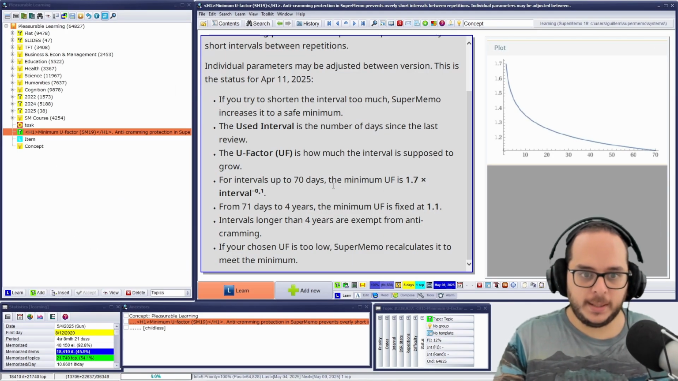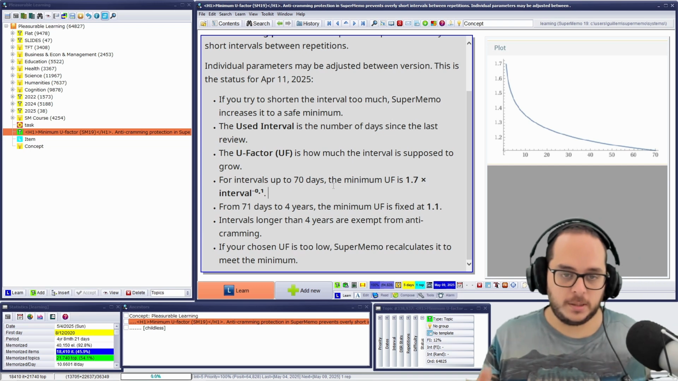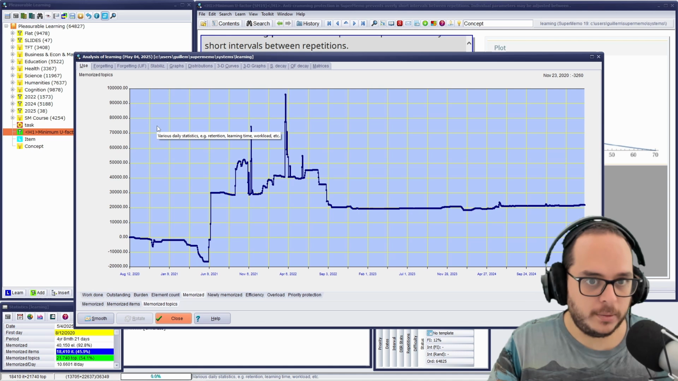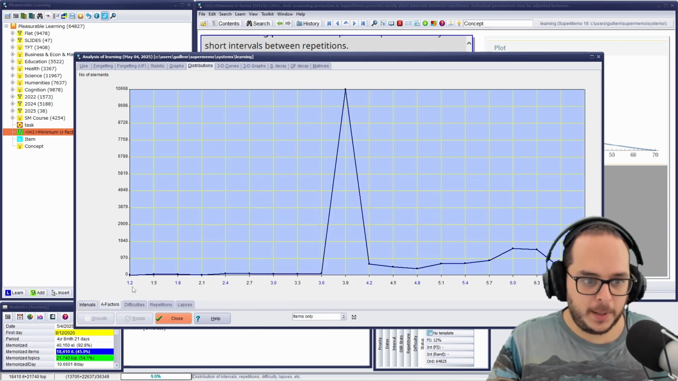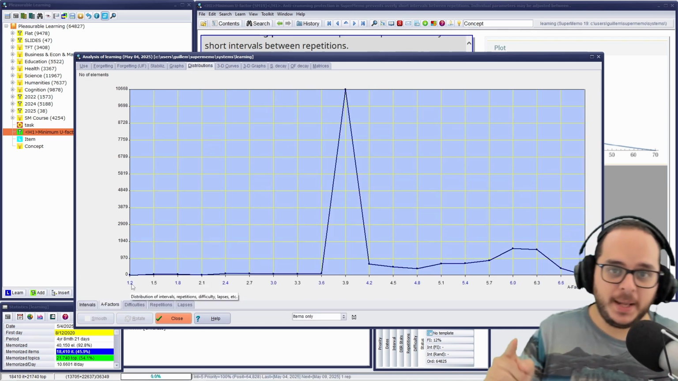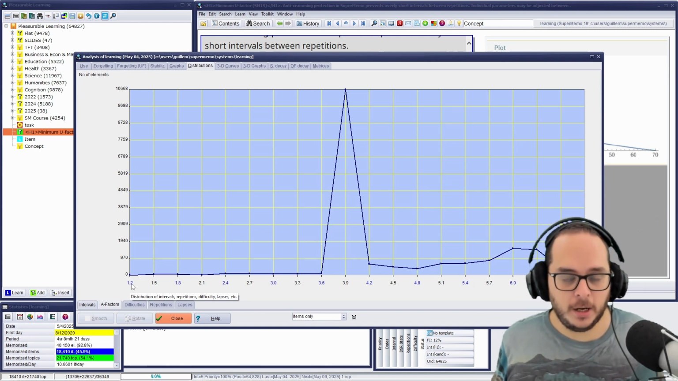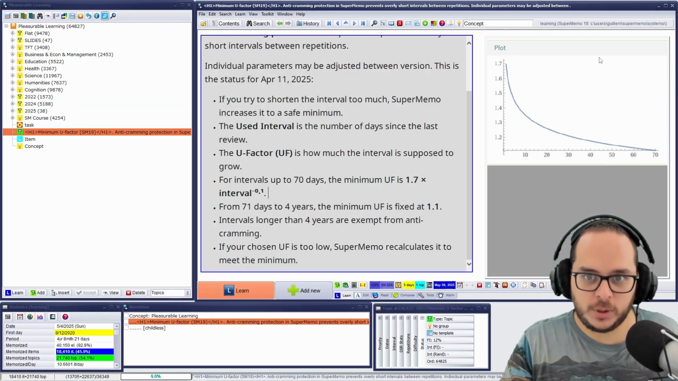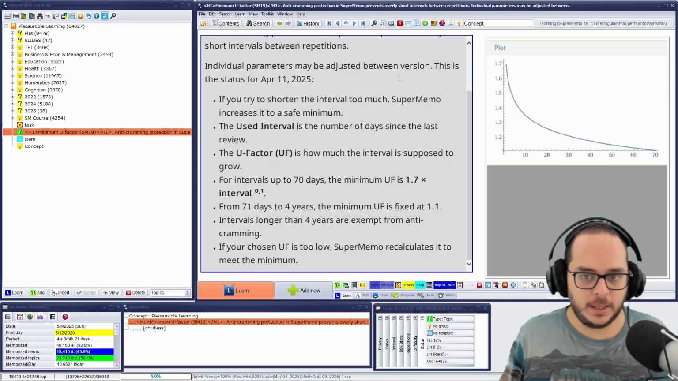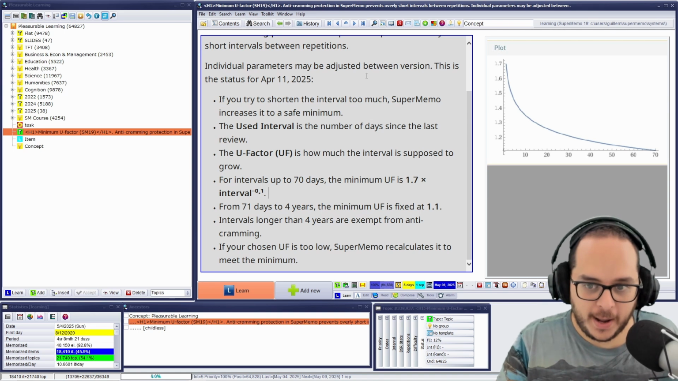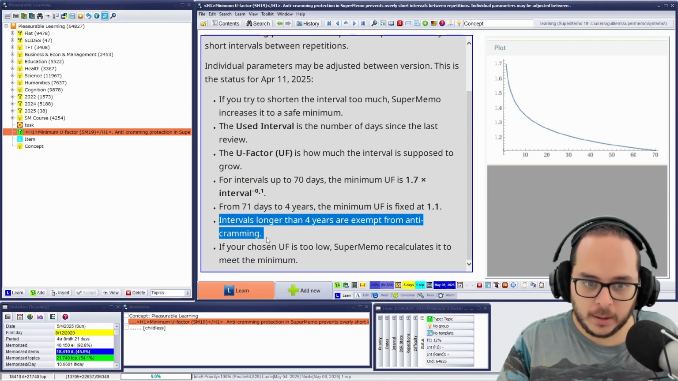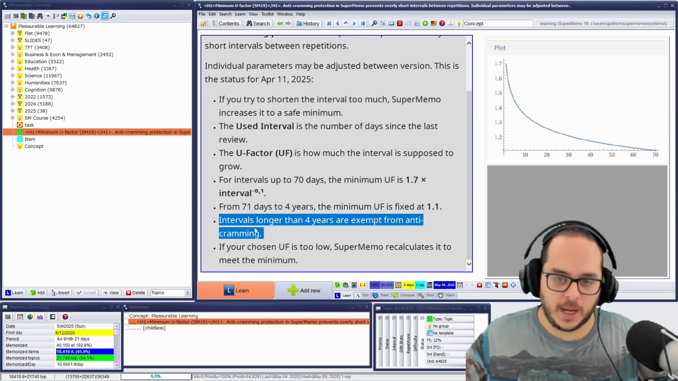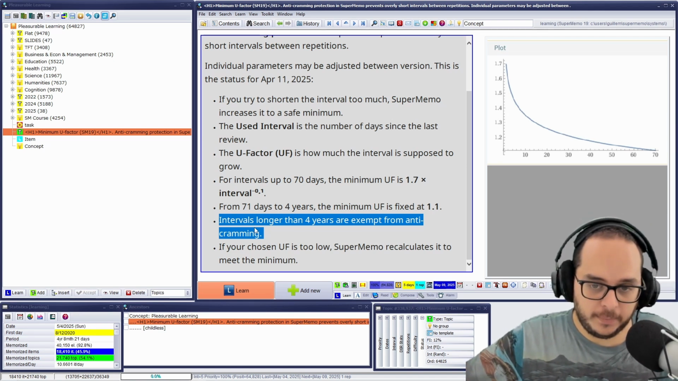Nice. Remember that the minimum A factor is 1.2. If we go to the settings, to the stats, and we go to the U factor, the A factor, you see that the minimum is 1.2. So that means that the U factor can still be lower, 1.1, lower than the minimum A factor. So you still have more massed practice, but it's a minimum. And after 4 years have passed, there's nothing. SuperMemo won't overrule or reset the interval. Why?